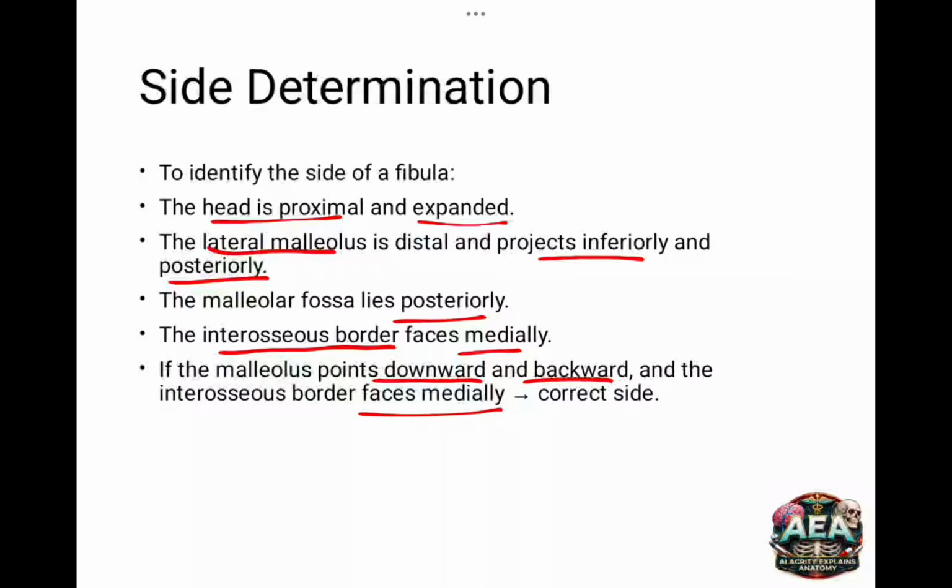So whenever you pick a fibula or you are asked to specifically identify a fibula, you first of all make sure that the larger expanded part, which you know is the head, is placed proximally, while the smaller part is placed inferiorly. Then for the lower part, you make sure that the lateral malleolus is distal and is projecting inferiorly and posteriorly. Then you identify the malleolar fossa to make sure that it is facing posteriorly as well. Then the interosseous border facing medially. So if the lateral malleolus points downwards and backwards, the interosseous border is going to face medially. So that way you now know if it's the right fibula or the left fibula.